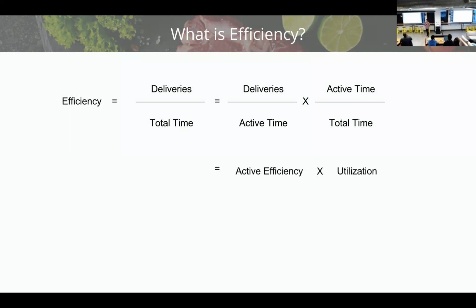And the first component represents active efficiency, and the second component represents utilization. Active efficiency is about how fast we do things, and utilization is how busy we keep our shoppers. Now, to maximize our efficiency as much as possible, we need to improve both of these at the same time and get both of them as high as possible. Of course, utilization cannot be more than 100%, but active efficiency can still be as high as possible.